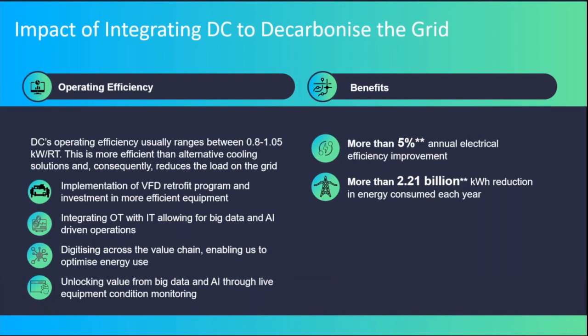On top of the improvement that we have seen through energy efficiency measures, we can consider that implementing these digital tools, artificial intelligence, can give at least 5% additional annual electrical efficiency improvement, which will, of course, generate more reduction in electricity and CO2 emissions.